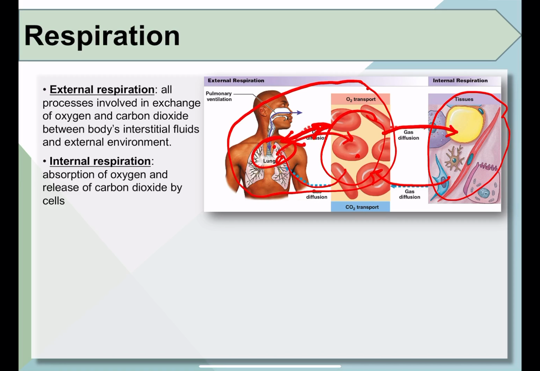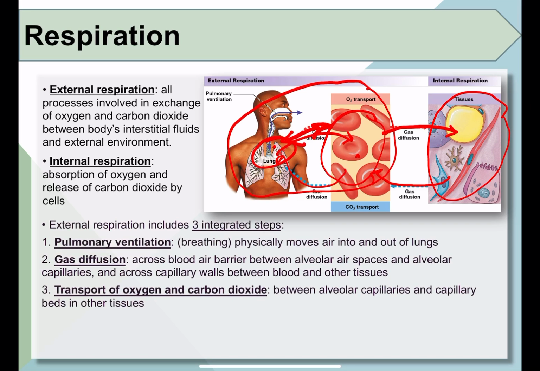Just think of external as sounding like exterior, so we're inhaling air from the exterior environment, and internal sounds like something inside. So this is something between your internal tissues and the blood vessels. All right, so external respiration itself would include three integrated steps: pulmonary ventilation, gas diffusion, and transport of oxygen and carbon dioxide. We'll discuss these three steps in detail, and the physical mechanism behind how oxygen or carbon dioxide knows which direction to travel without a pump or anything. It's all based on pressure numbers.